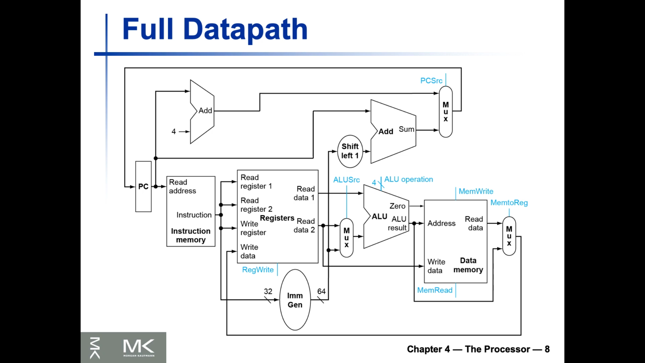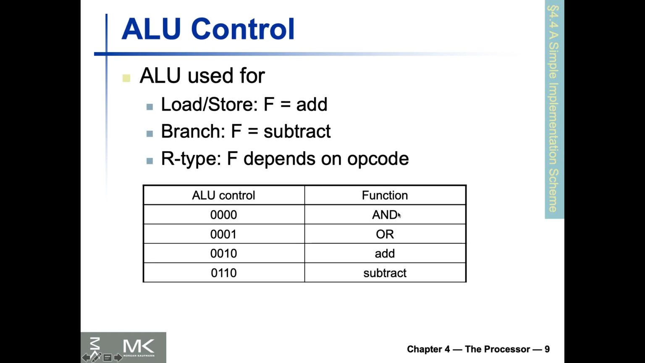Okay, so that was our full data path. Let's talk a little bit about the ALU control. How are we going to decide what to do with the ALU? In order to control that ALU module, for doing certain functions like AND or add, subtract that we are interested in with this data path we just designed, depending on the instruction class, the ALU will need to perform one of these 4 functions.